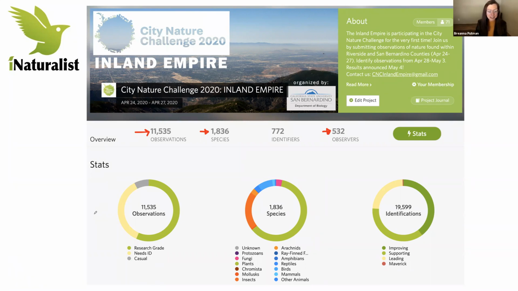These pie charts, or circle charts, at the bottom give some breakdowns of what we observed. So most of our observations made what's known as research grade, which means that these observations can be used by scientists in scientific research. And then you'll also notice that most of our observations were of plants and insects, but we still have some good representation from other groups as well.